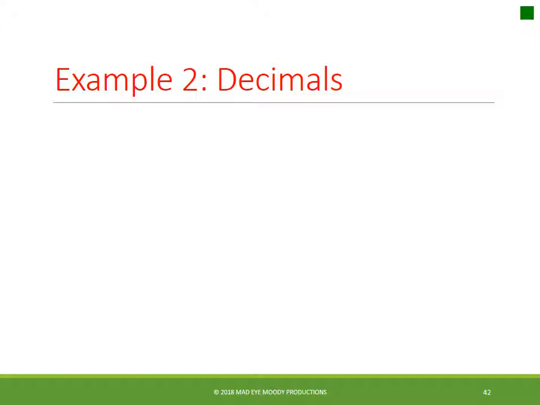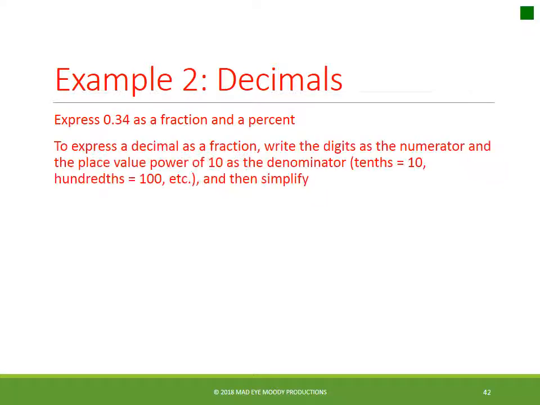Let's take a look at decimals. We want to express the decimal 34 hundredths as a fraction and a percent. In order to express a decimal as a fraction, we have to use place value. So here, the digits 3, 4 are after the decimal, and so they are going to the tenths and then the hundredths place.